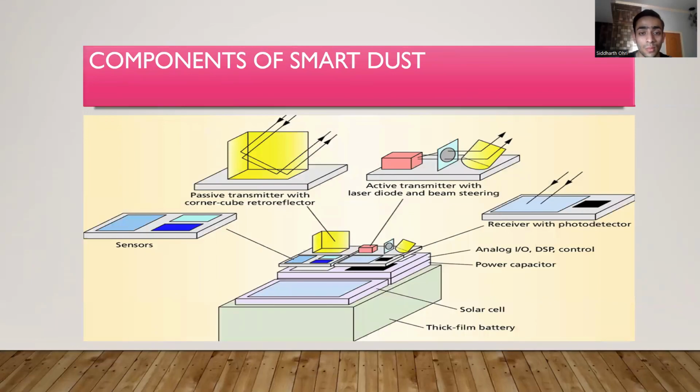Here we can see some of the components of smart dust. The first picture we see is a passive transmitter with a corner cube retroreflector. Then an active transmitter with a laser diode and beam steering is used. We also need a receiver with a photodetector, analog input-output, DSP control, power capacitor, solar cell, and thick film battery.